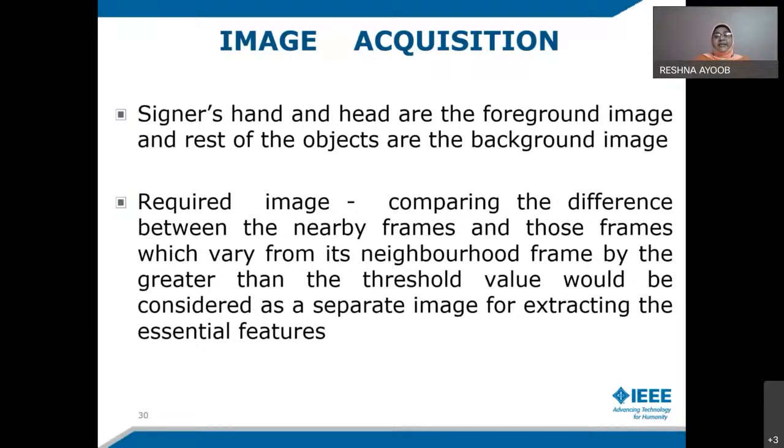So the signer's head and the hand are the foreground image, and the rest of the objects are taken as the background image. And the required image is taken, and then processed.